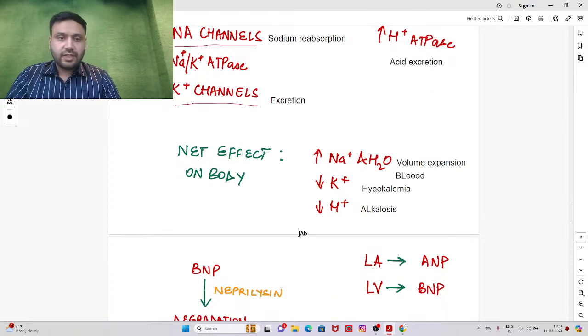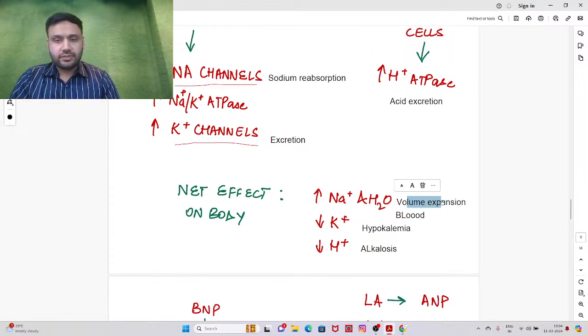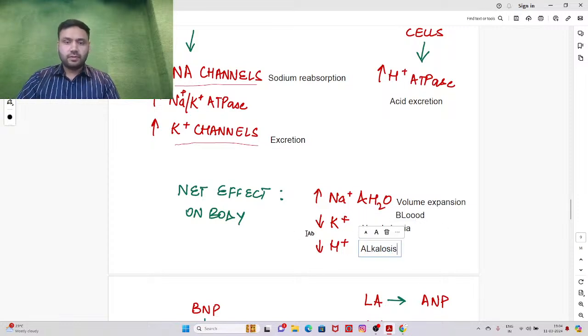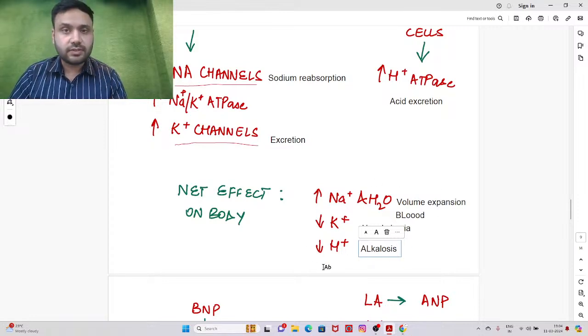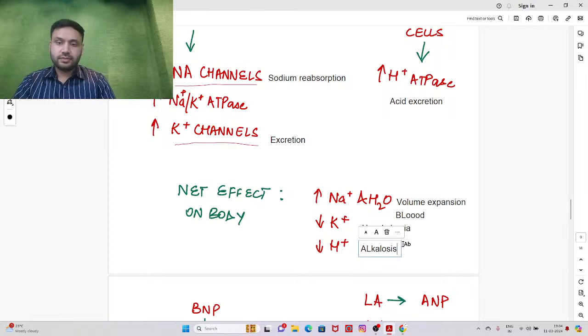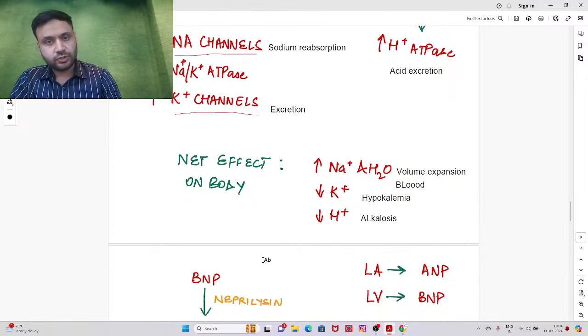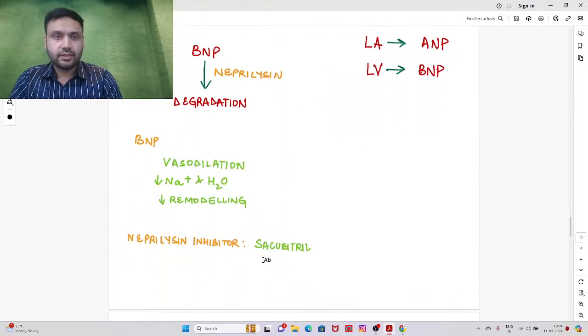So I think everyone has followed. The net effect of aldosterone is volume expansion, hypokalemia, and alkalosis. This principle of action of aldosterone is important because we are going to use drugs which will affect aldosterone, right? So it is important to remember that aldosterone causes hypokalemia and alkalosis, rather potassium excretion and hydrogen excretion, right? So let's move on to the next slide.